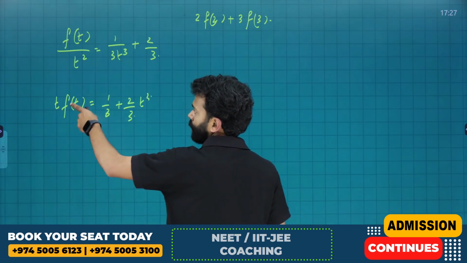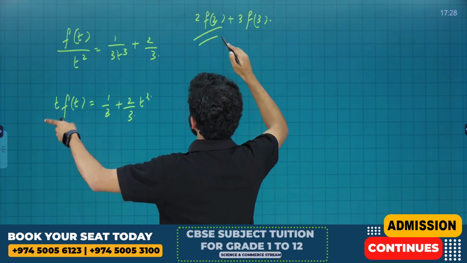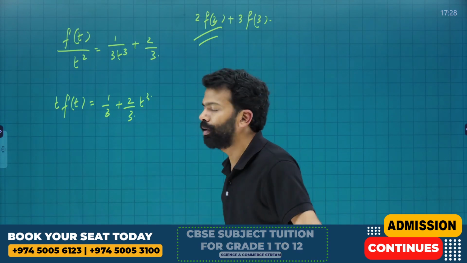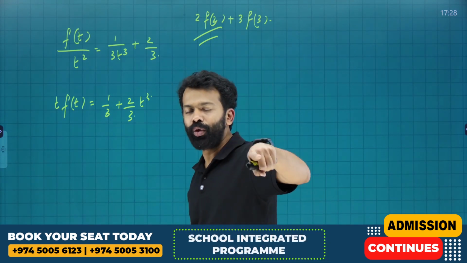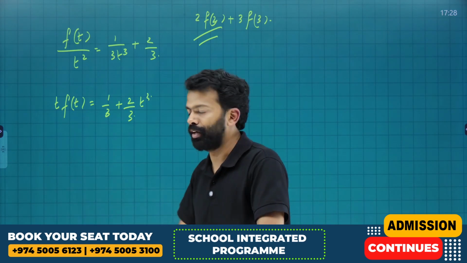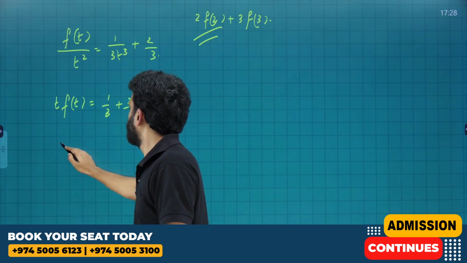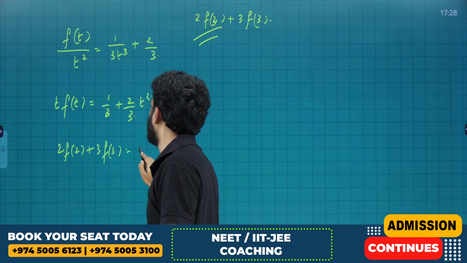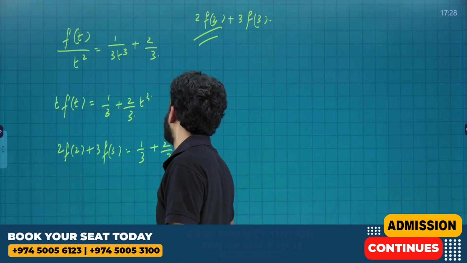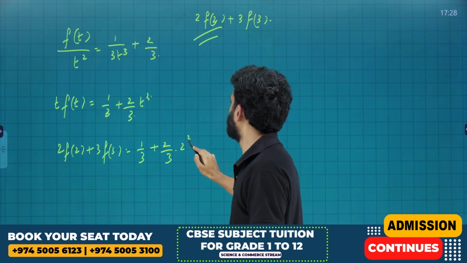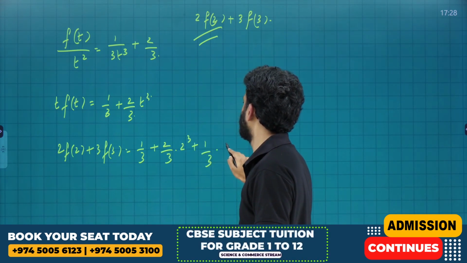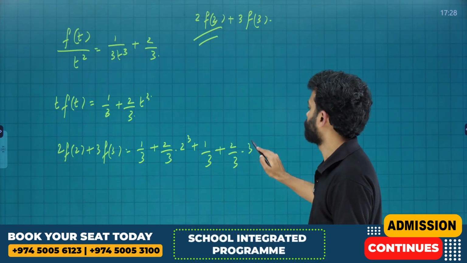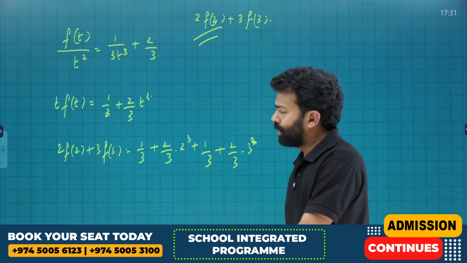See, now if you just put 2 here, you get the total result here. And if you put 3 here, you will get the total result. If you just sum it up, I am going to apply 2 and 3 at the same time and then add it. Therefore, it becomes 2 into f of 2 plus 3 into f of 3, that is equal to 1 by 3 plus 2 by 3 into 2 cube, plus 1 by 3 plus 2 by 3 into what? 3 cube. So just add it, you will get the final result.